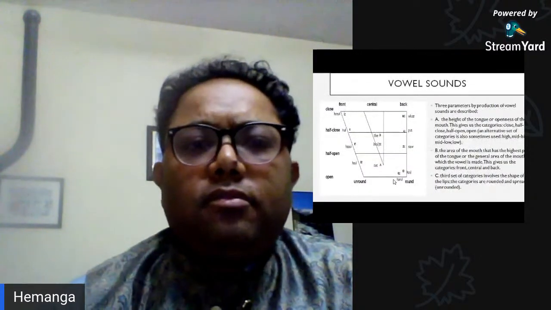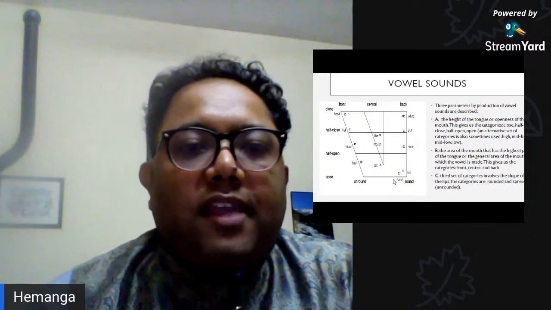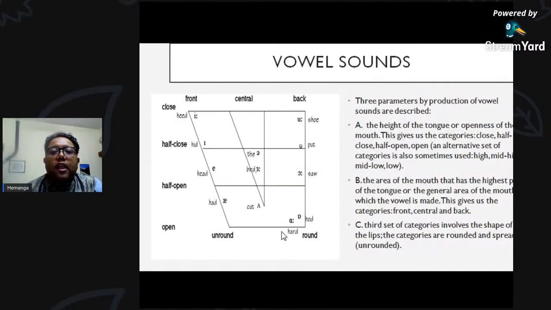Now see, what are the vowel sounds? Mostly this is from English; I have given the example, then I'll move to Assamese. Vowel sounds are determined on the basis of three criteria. First is the height of the tongue, or the openness of the mouth. This is called the height of the tongue. We have high, mid, low, or you can say close, half open, open. In this way, the height of the tongue determines the vowel.